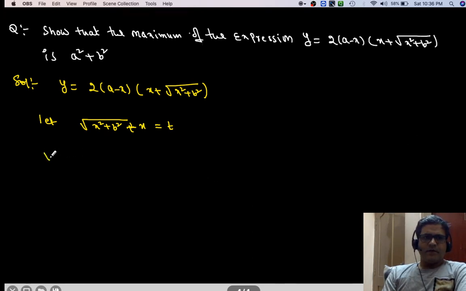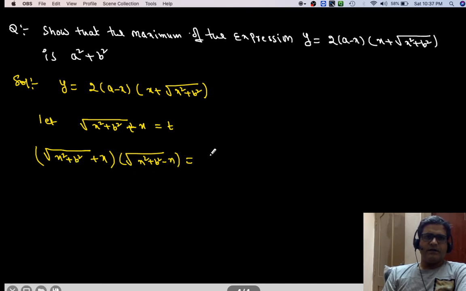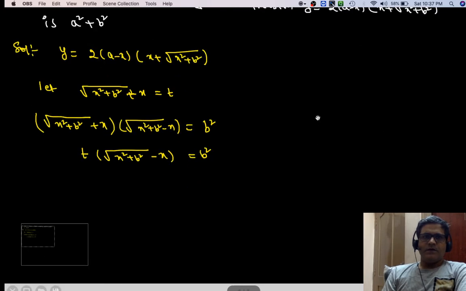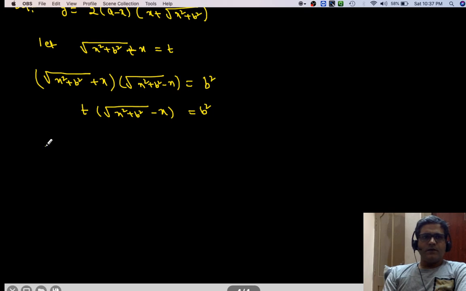Then (√(x² + b²) + x)(√(x² + b²) − x) is of the form (a + b)(a − b) = a² − b², that is x² + b² − x². The x² cancels, therefore this is equal to b². Now √(x² + b²) + x is t, so t times (√(x² + b²) − x) equals b². This implies √(x² + b²) − x = b²/t.